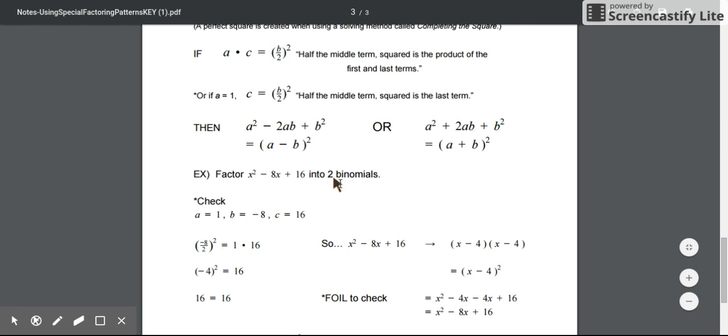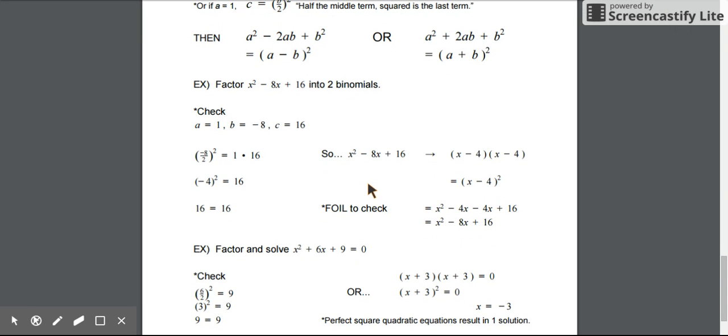If we can identify it's a perfect square, we're going to be able to jump to the factored form in one step. So I'm actually going to pause this video and continue in a second part to finish off this pattern.